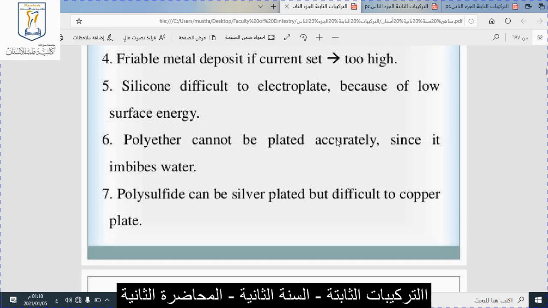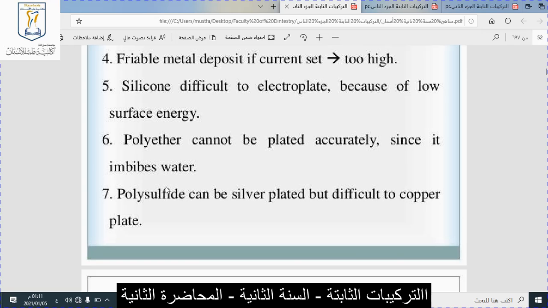Polyether cannot be plated because it is a hydrophilic material, so it can imbibe water and cause expansion of the dies. Polysulfide can be silver plated, but it is not copper plated because of copper sulfide. So it cannot be copper plated. It can be plated only with silver due to the risk of copper sulfide, which causes deformation of the impression.